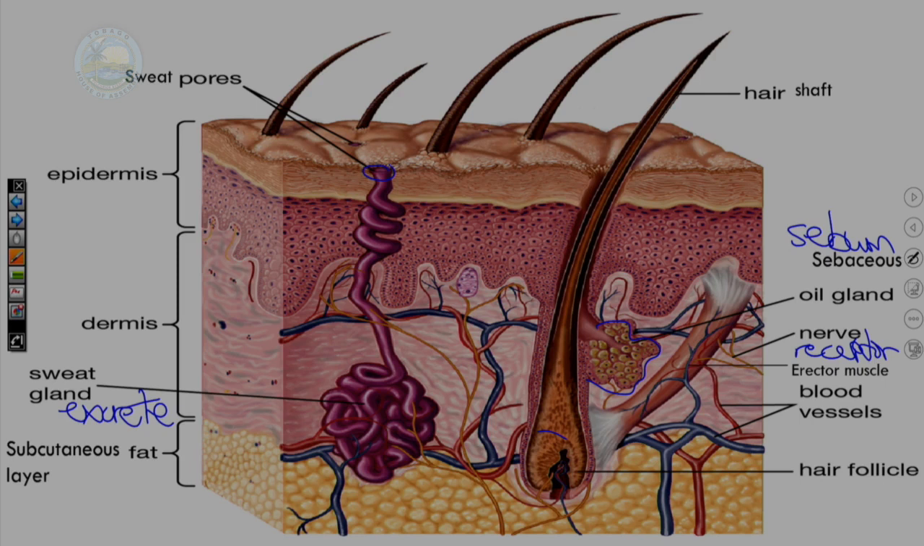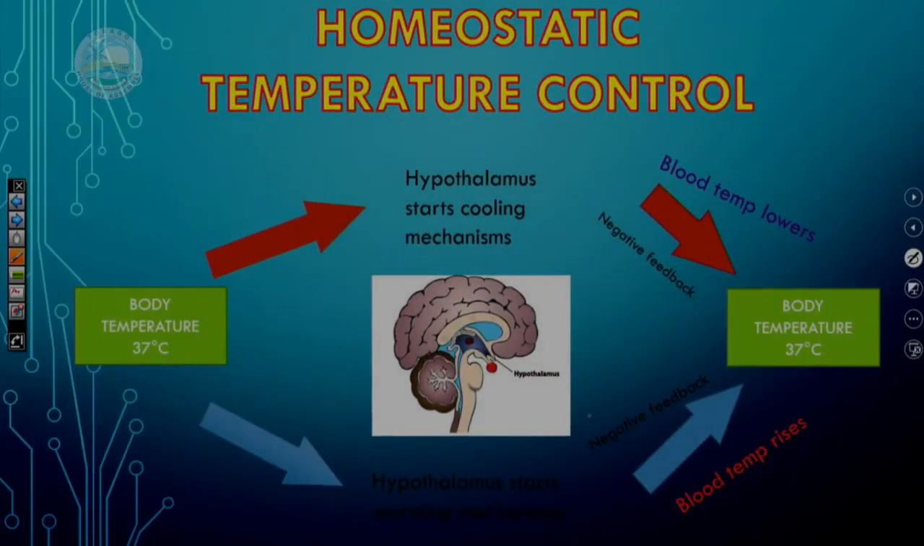I want to point out this muscle here, the erector muscle, which plays an important role in temperature control. So homeostasis is the process where your body tries to maintain a normal internal temperature or normal internal conditions. So in terms of your skin, we're talking about temperature control. And the skin controls your temperature in this way.